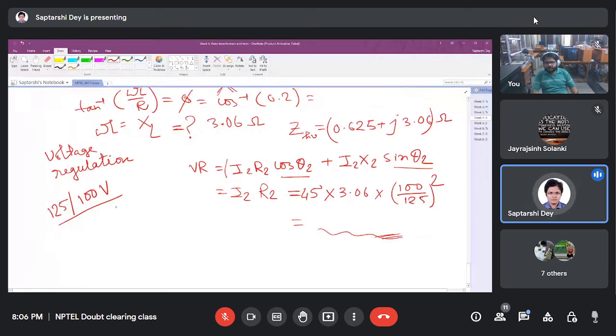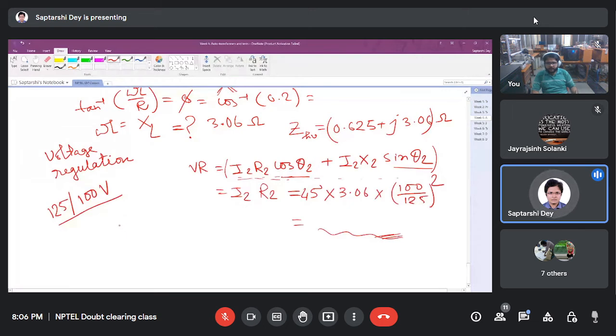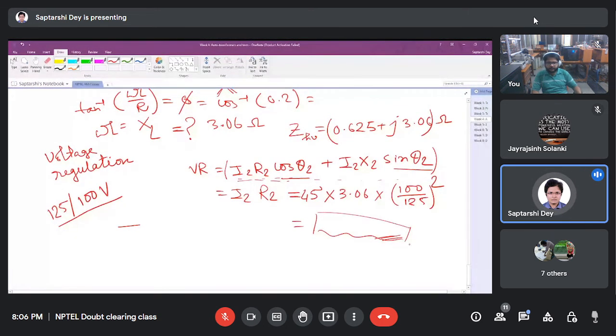Now, if you have seen the derivation of this equation, you will see that this is actually an approximate equation, not the exact equation. So in this case, we can also find out the exact voltage drop. Whatever voltage drop you get here is the approximate one. We can easily get the exact voltage drop also.